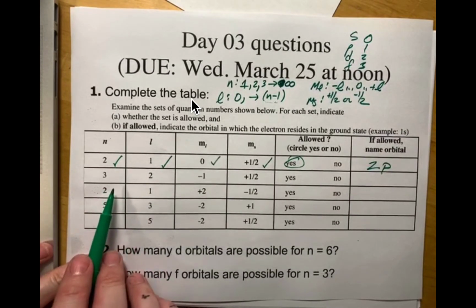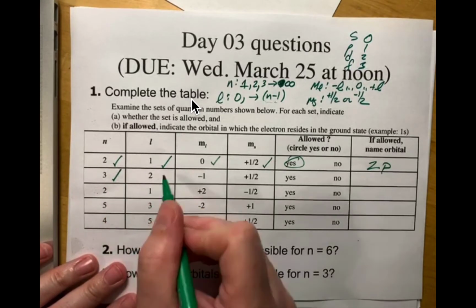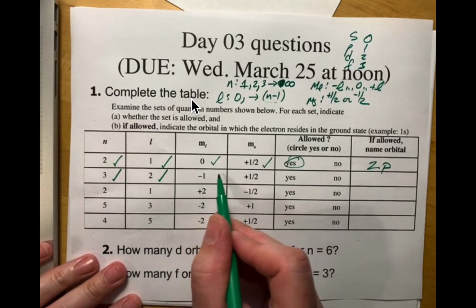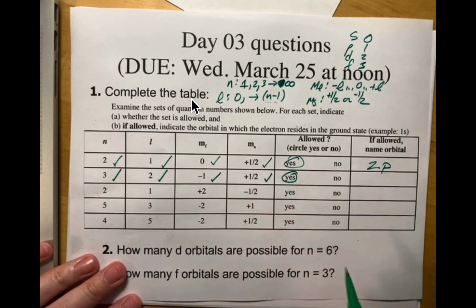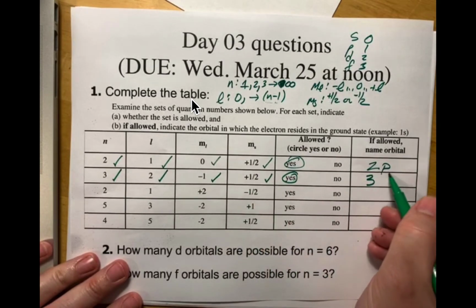All right, let's look at this next one. So n equals 3, that's okay. L equals 2 is okay. M sub L equals minus 1, okay. And M sub S equals plus 1/2, okay. So that one's also okay. It's a 3d orbital.